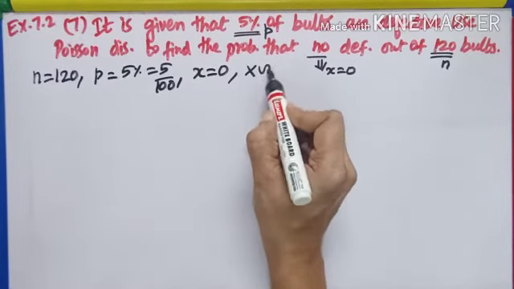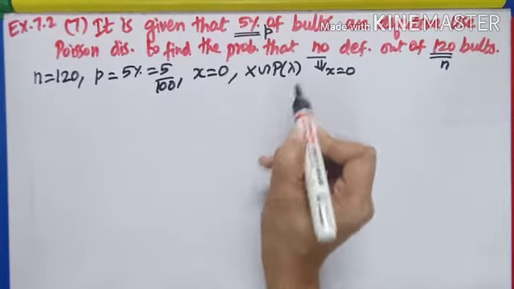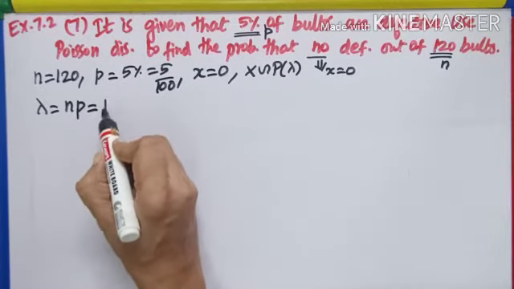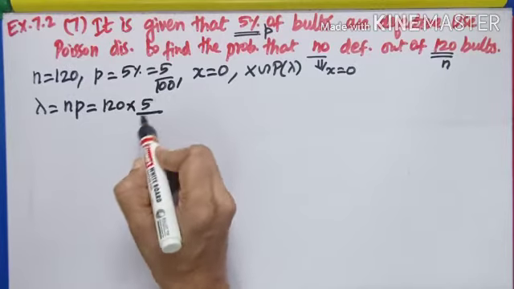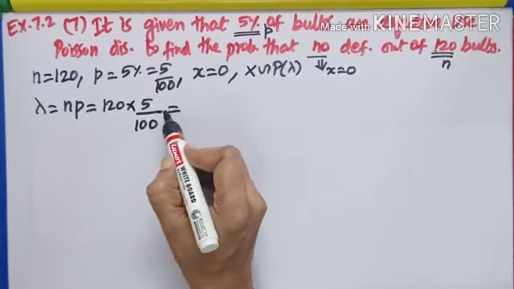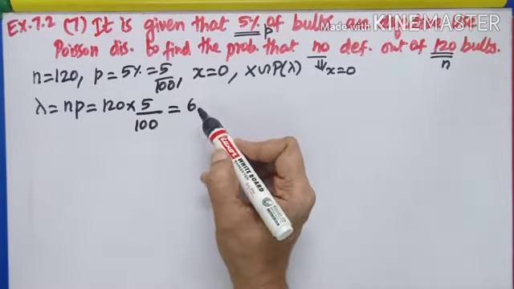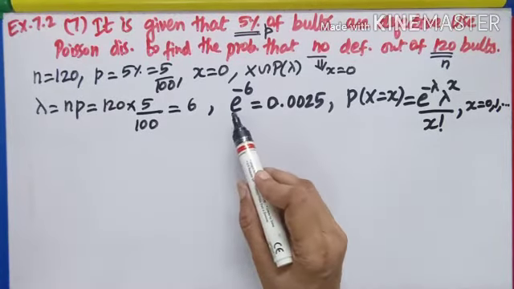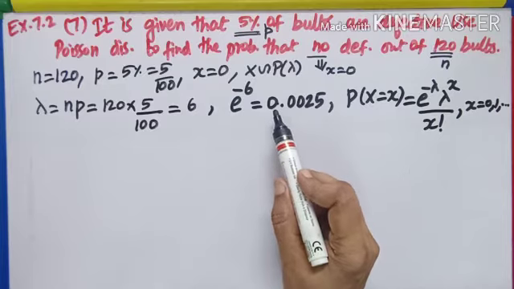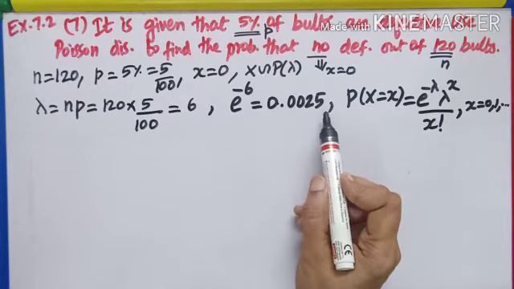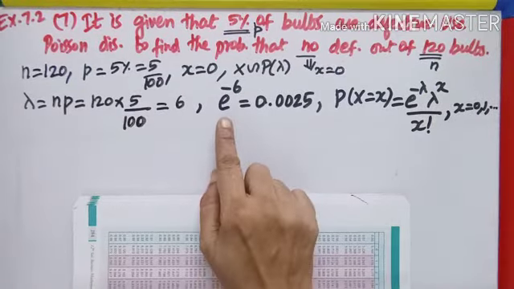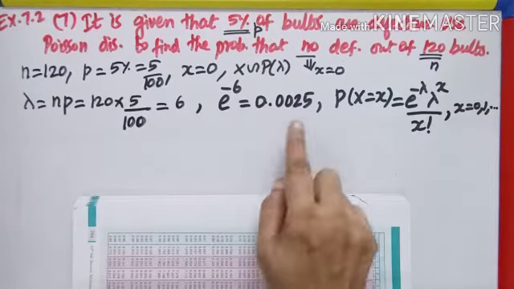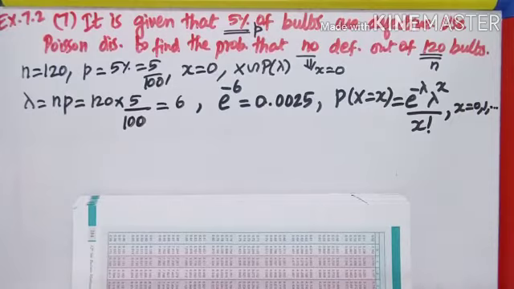Given x follows Poisson with parameter lambda. What is lambda? n into p, 120 into 5 by 100, that is 6. So lambda value is 6. e power minus 6, the value is 0.0025. How to find e power minus 6 if they don't give the value in the question?